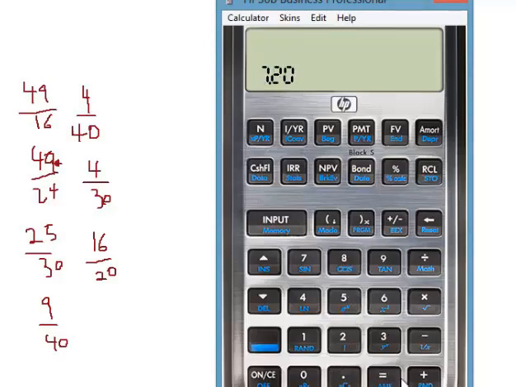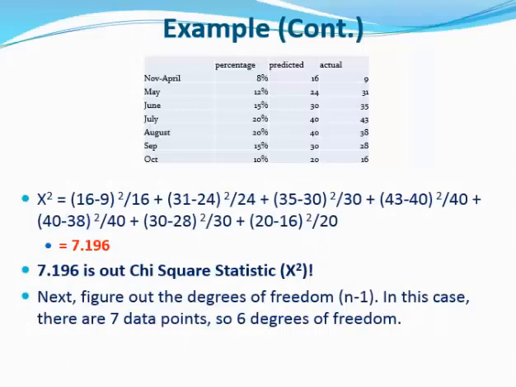our answer as 7.20. I think it's actually a little bit, this is rounding off a little bit. I figured it out on the slides to be 7.196, but that's close enough. If you're rounding it off to two places, 7.196 would round off to 7.20. So our answer would be 7.2, 7.196, something to that effect. That is our chi-square statistic.